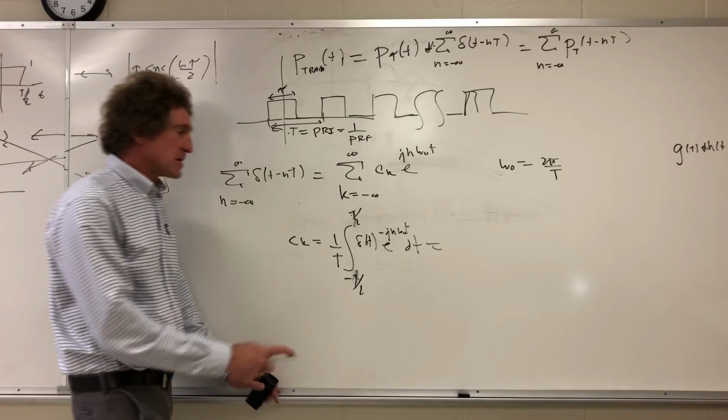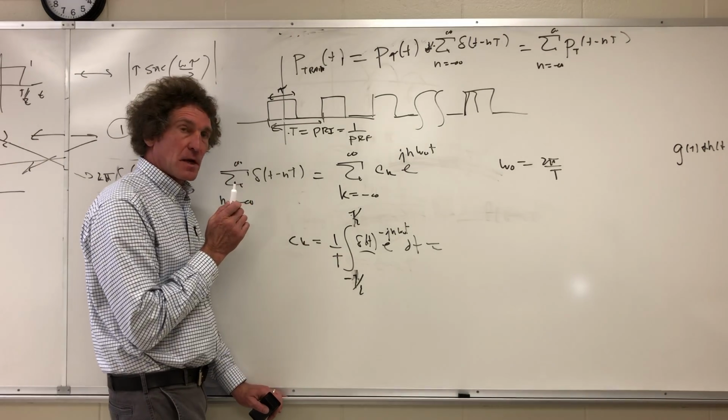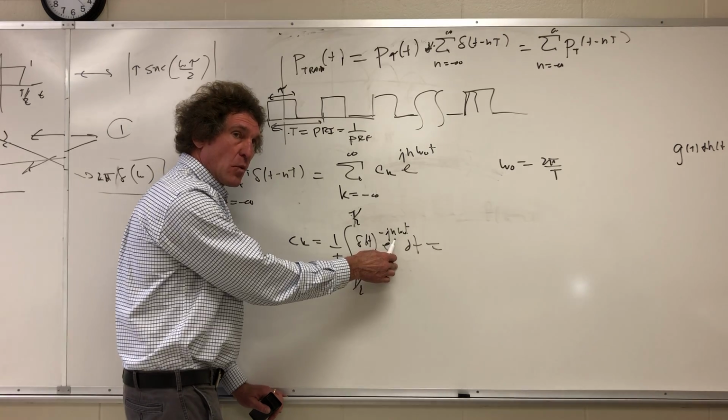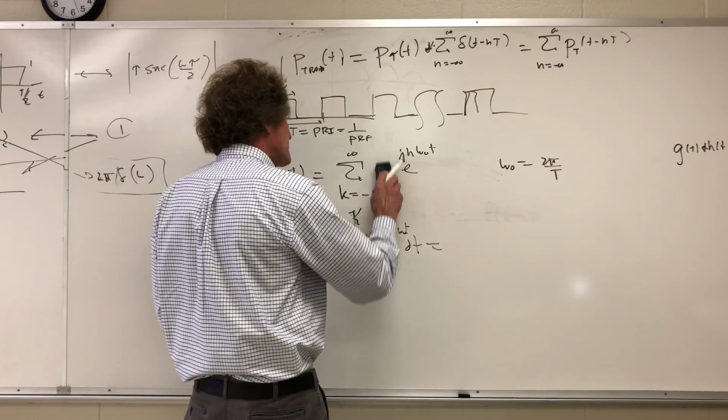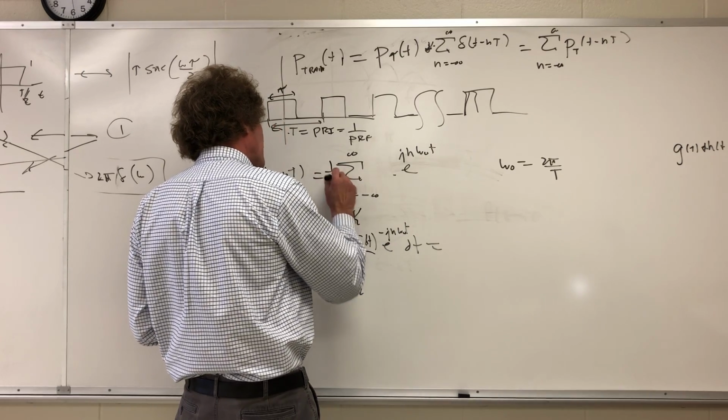Now what is it? Well, when does the delta function turn on? What is e to the 0? 1, right? It's 1 over T. So this is simply, you can put it out here, 1 over T.